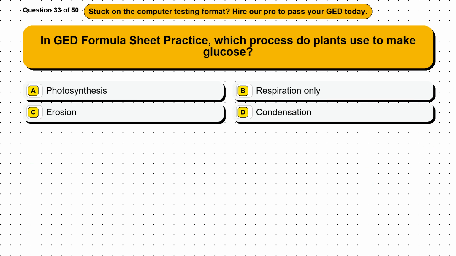Question 33. In GED formula sheet practice, which process do plants use to make glucose? Option A, photosynthesis. Option B, respiration only. Option C, erosion. Option D, condensation.